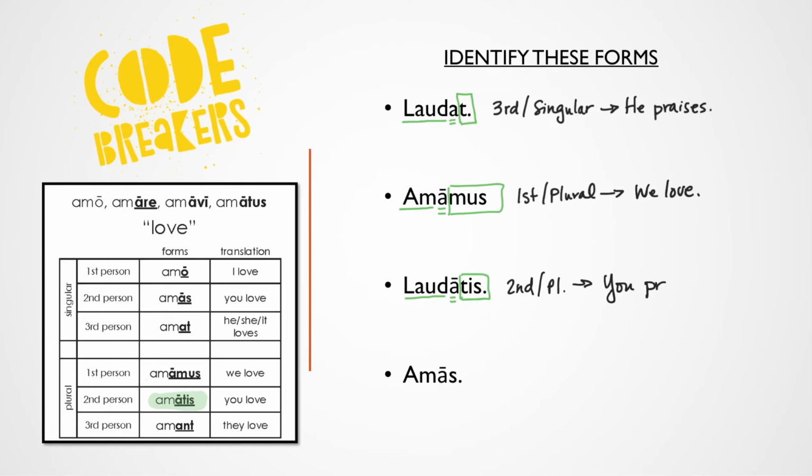And now finally we have one more, amas. Stem is am, the a is the conjugation identifier, and then we have an s, the letter s, which shows us that this is a second person singular verb. Isn't that kind of cool that just one little letter on the end of your verb can show you so much about your verb? This will show us that this translates as you love. Awesome work, guys.